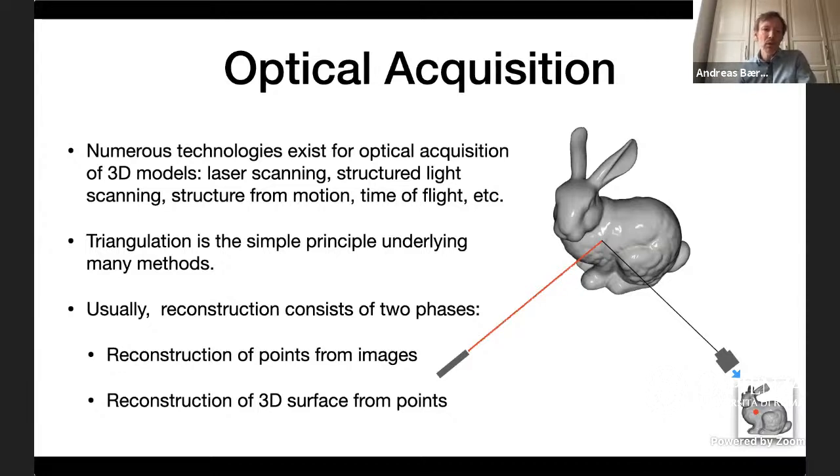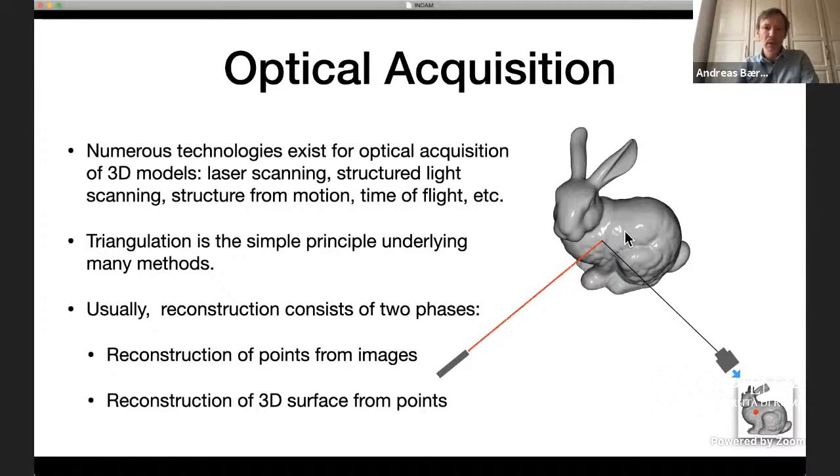And usually when we reconstruct a 3D shape, we divide it into two phases. One is the reconstruction of points from the images, and the other is the reconstruction of the 3D surfaces from the points. So I will let other people focus on getting the points out of the images, and I'll focus on how we can reconstruct 3D surfaces from the points.